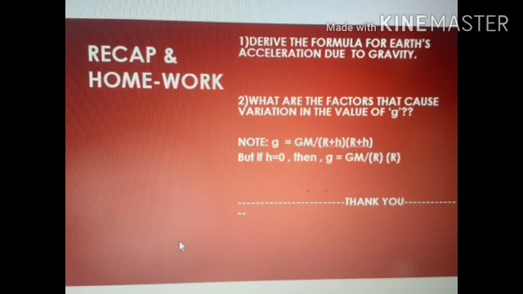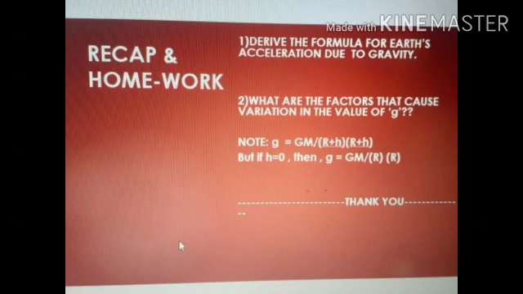Then value of g changes with height as we go above the surface of the earth. The more we go above the surface of the earth, r plus h becomes more and more, and hence the value of g decreases. तो जैसे जैसे हम अर्थ से दूर दूर जाएंगे, r प्लस h ज़्यादा होते जाएगा और g की वैल्यू कम होते जाएगी.